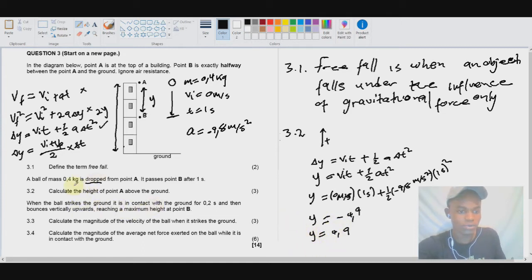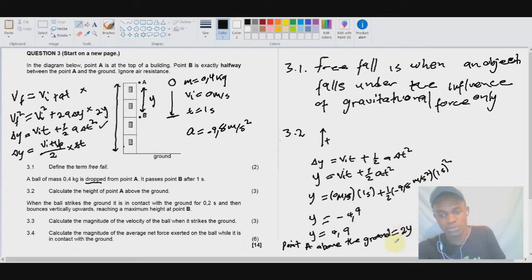Now we need to calculate the height of point A above the ground. We are not done here, so we need point A above the ground. And how do we find that? Because this is half and that is half, you have y and then multiply by 2. So point A above the ground is equal to 2y, which is 2 times 4.9 meters. You must always remember to write the units, because it's very important to show that you are talking of distance here. You are not talking of chickens or cows or anything, so put the units.